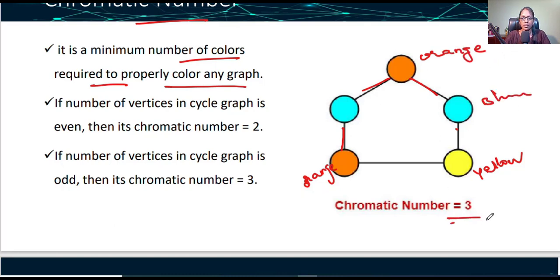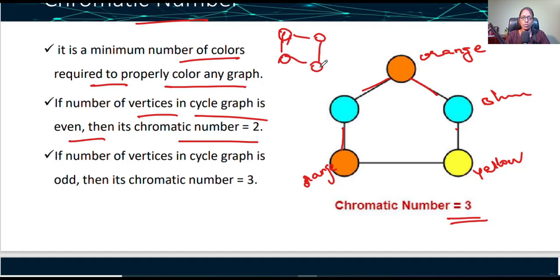So the chromatic number is the minimum number of colors I need to draw this, which is 3 colors. It is the minimum number of colors required to properly color any graph. If the number of vertices in a cycle graph is even, like 4, then only 2 colors are required. If it is an odd number, then the chromatic number is 3.